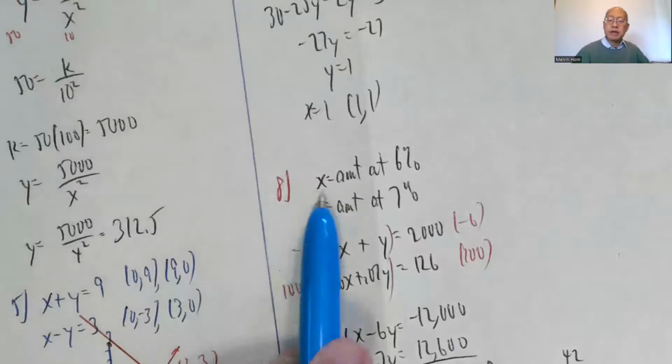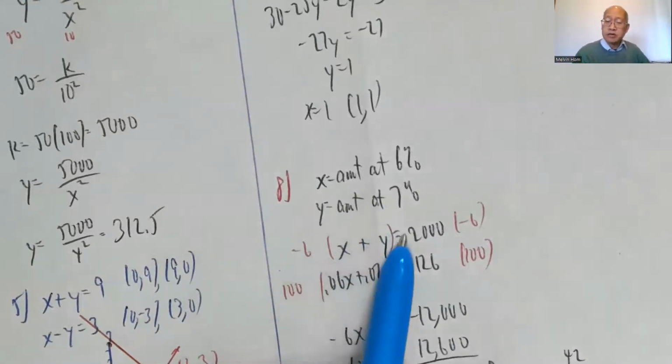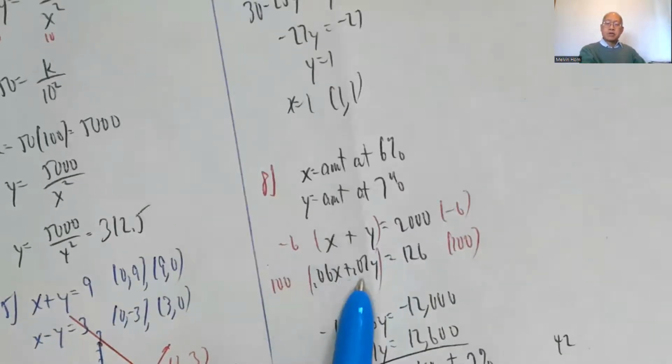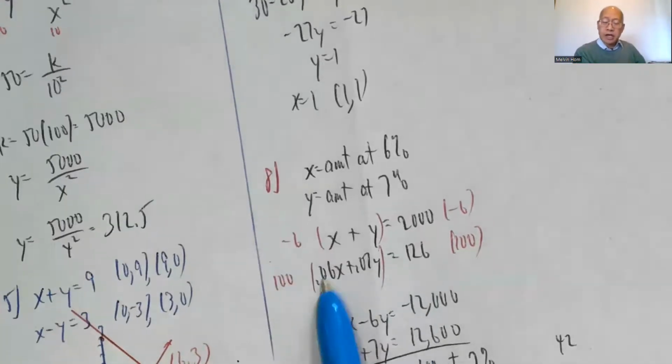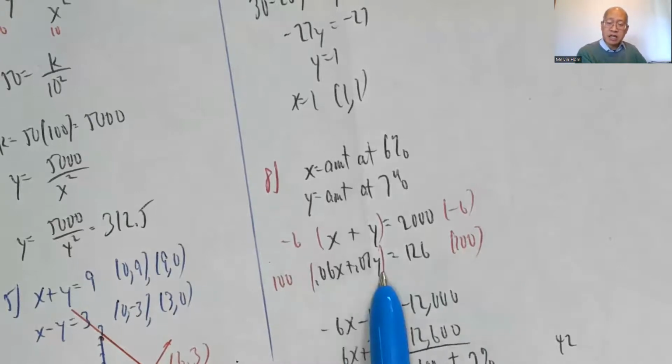Number 8, let x be the amount at 6%, y the amount at 7%. x plus y has to equal 2,000. And the total interest is 6% of x plus 7% of y equal to 126. And you can make this nicer if I multiply both sides by 100. That's going to be a 6x. That's going to be a 7y.